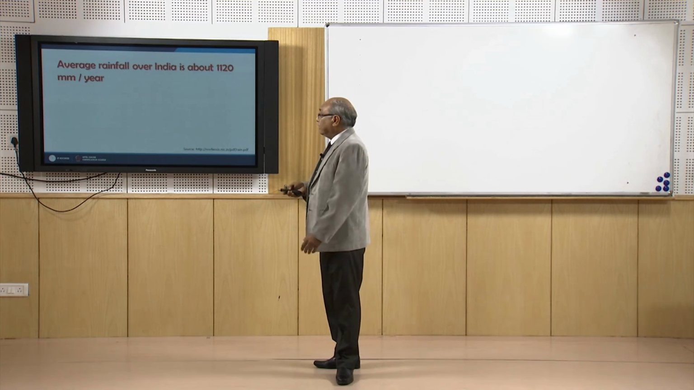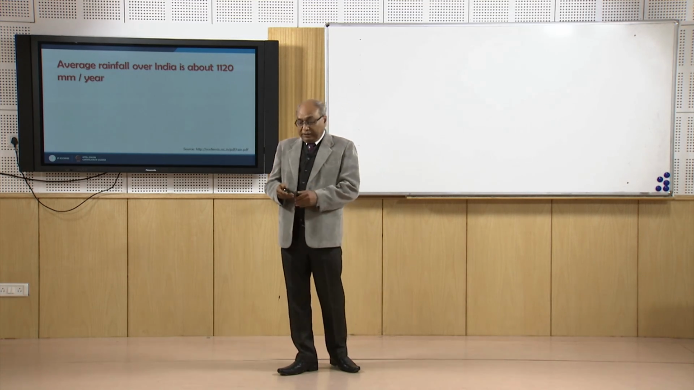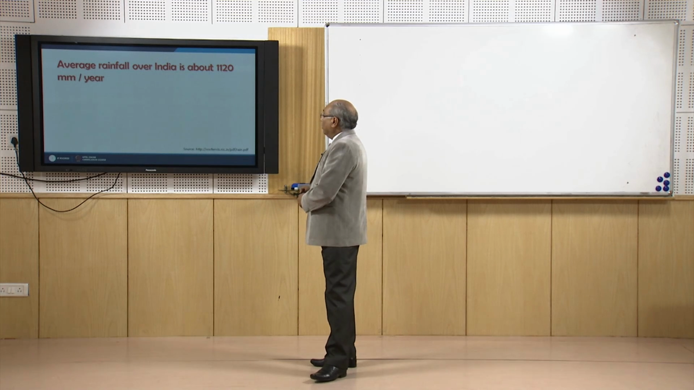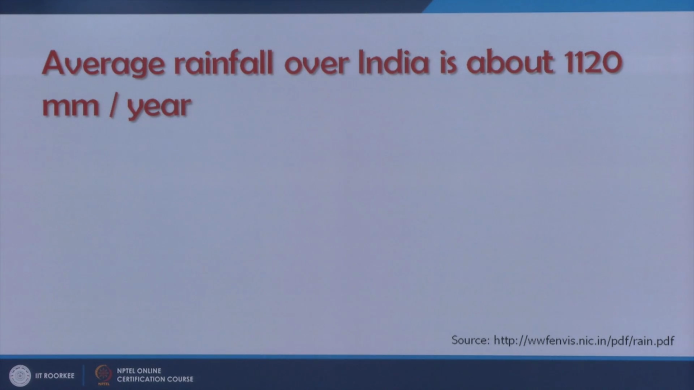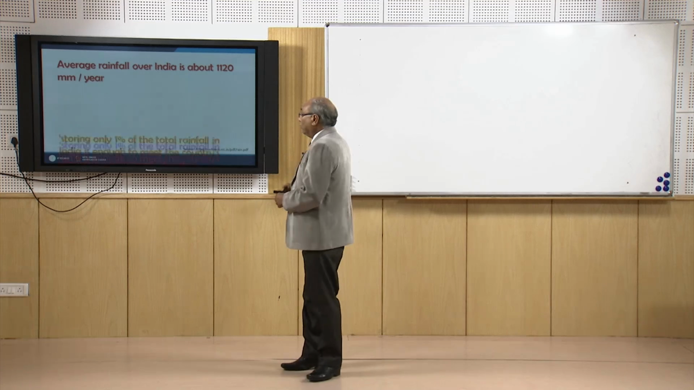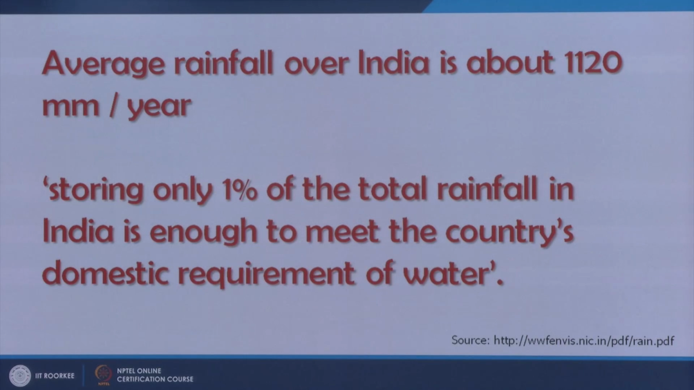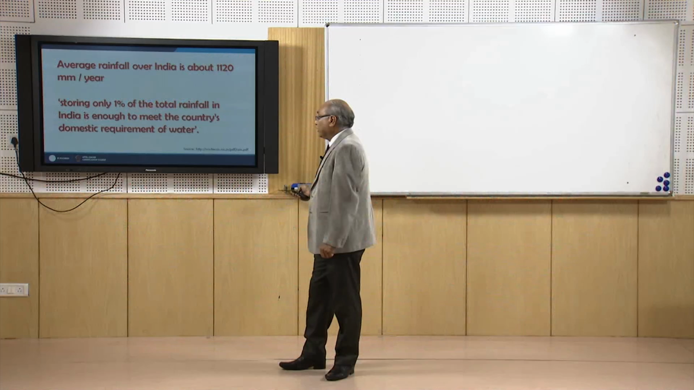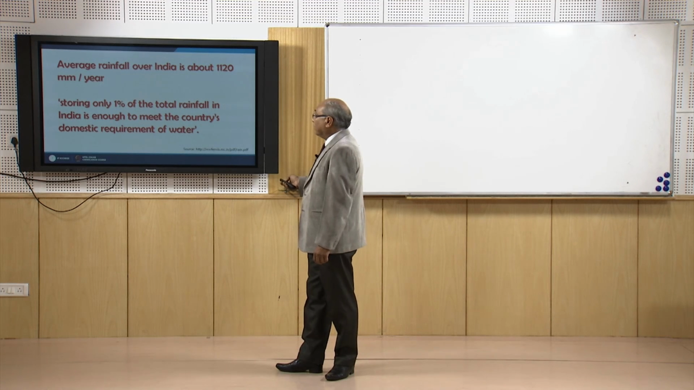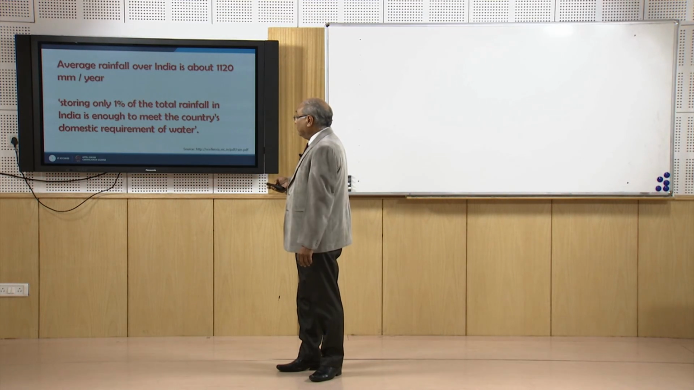Can remote sensing and GIS play a major role? Can we do something employing these technologies, especially remote sensing? So this discussion is mainly on this. The average rainfall over India is about 1120 millimeter per year. From the rainfall point of view it is quite sufficient, and only roughly 1% of the total rainfall is sufficient for India to meet the country's domestic water requirement. So we require only a tiny amount of water to be stored in groundwater out of this 1120 millimeter to have sufficient water for the country.